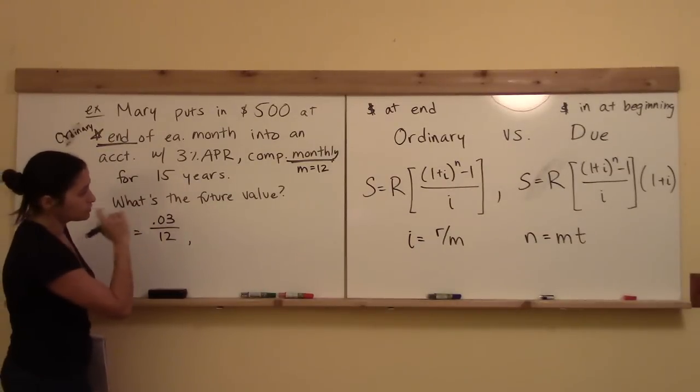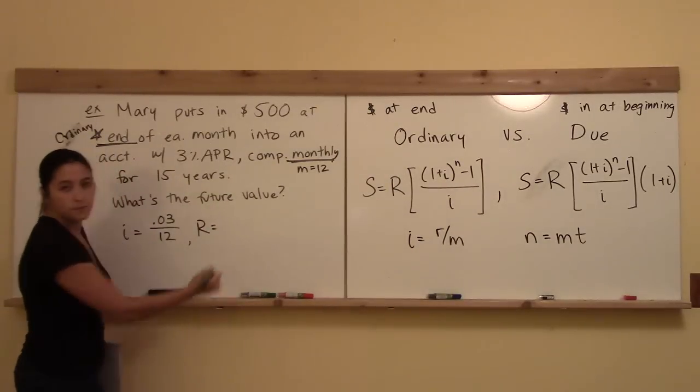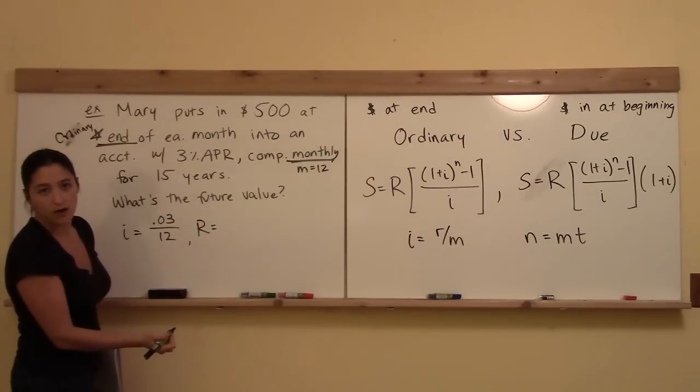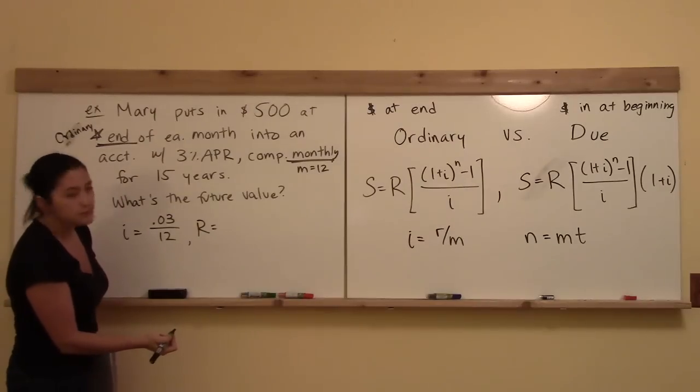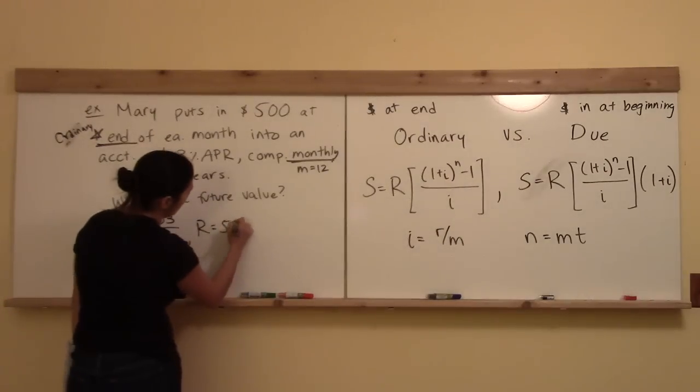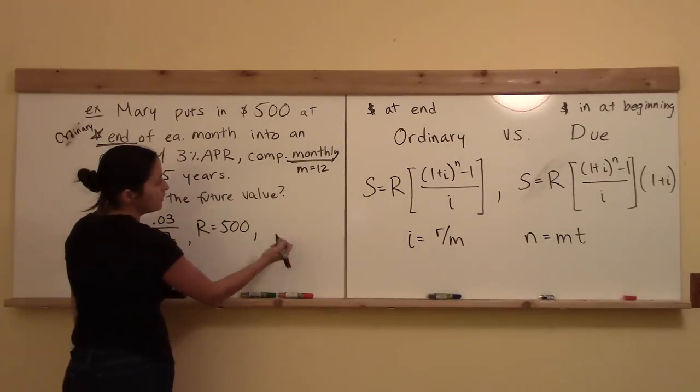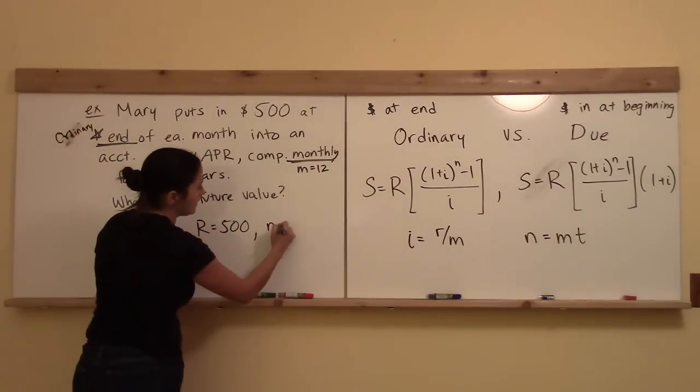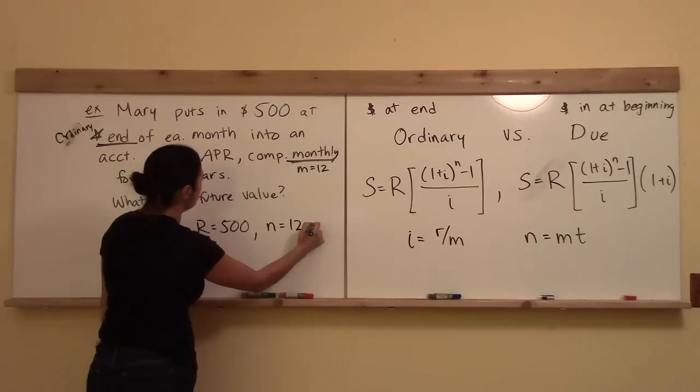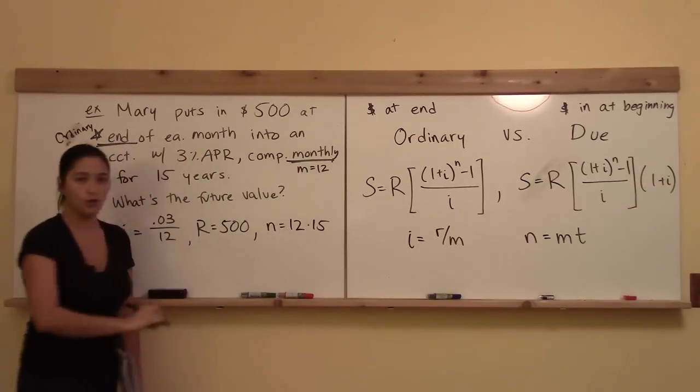It looks like we're also going to need the letter R. What's the value for the letter R? That's the regular payment. That's right. So you're going to have $500 for the R. And then the last letter we need is the N. And that's going to be 12 times a year times 15 years total.